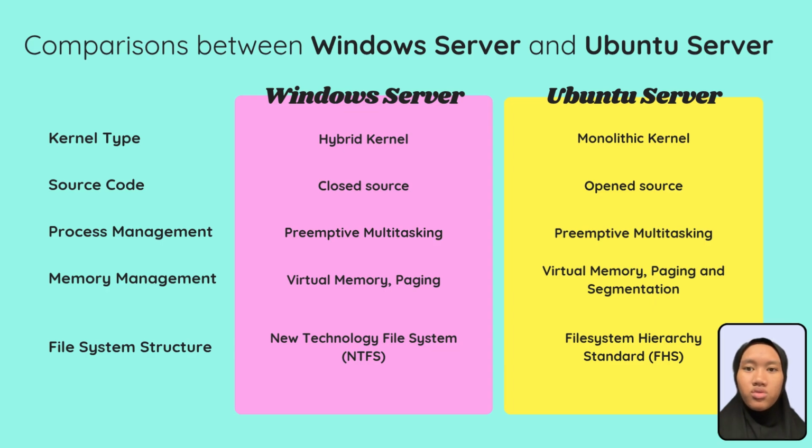And lastly, file system structure, where Windows Server uses New Technology File System, whereas Ubuntu Server uses Filesystem Hierarchy Standard. For NTFS, files and directories are organized in a tree-like structure with a root directory and subsequent subdirectories, whereas for Filesystem Hierarchy Standard, it is a single file system tree with the root directory denoted by a /.